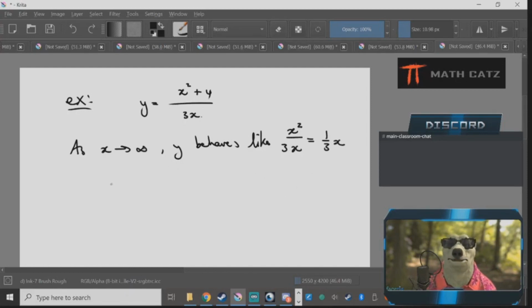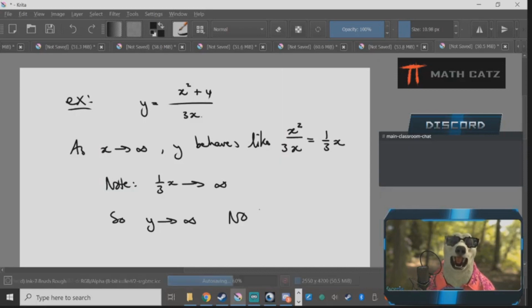So now I note that 1/3 x does what when x gets bigger? That third isn't going to slow the x down by much. If x is a huge number, a third times x is also going to get bigger and bigger and bigger. So we conclude that y is going to approach infinity as well. No horizontal asymptote, because infinity is not a number.